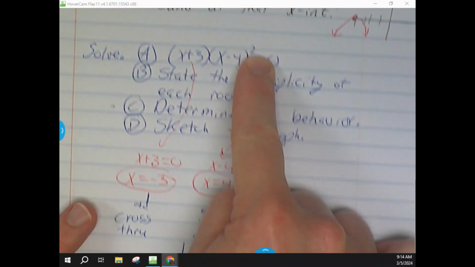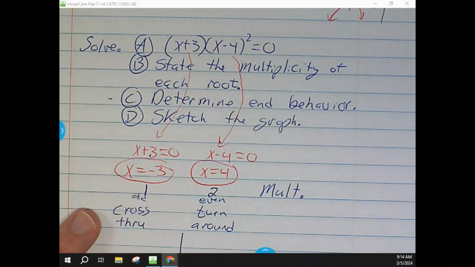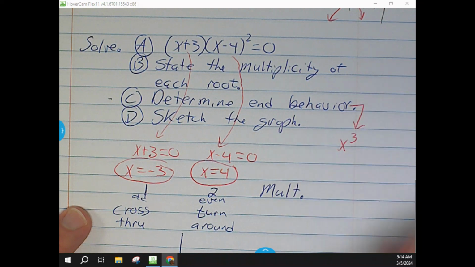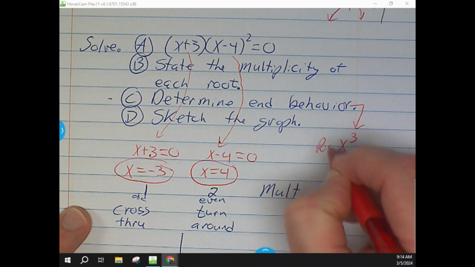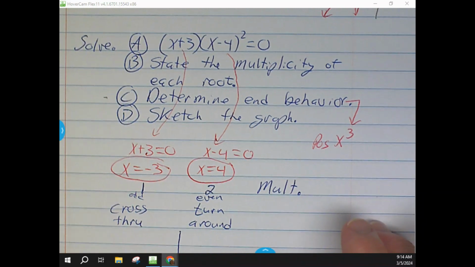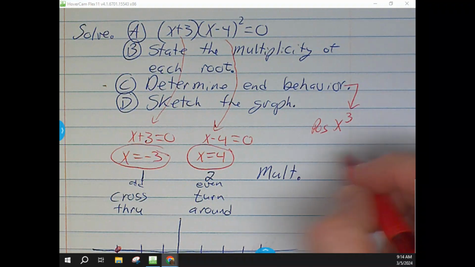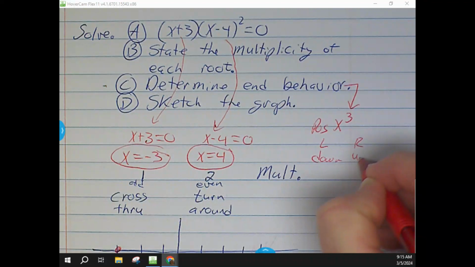We get x cubed, right? So we've got x to the first power, we've got x to the second power. If you put that together, we've got x to the third power. So for this one, it's going to be x to the third power, and they're all positive up here, correct? So it's going to be a positive x to the third for the first term. That means, again, it's kind of like the last one. That means the left side is going to be down, and the right side is going to be up.